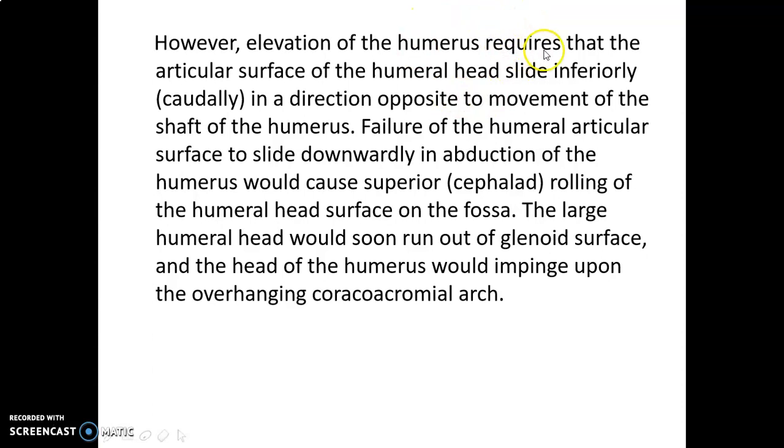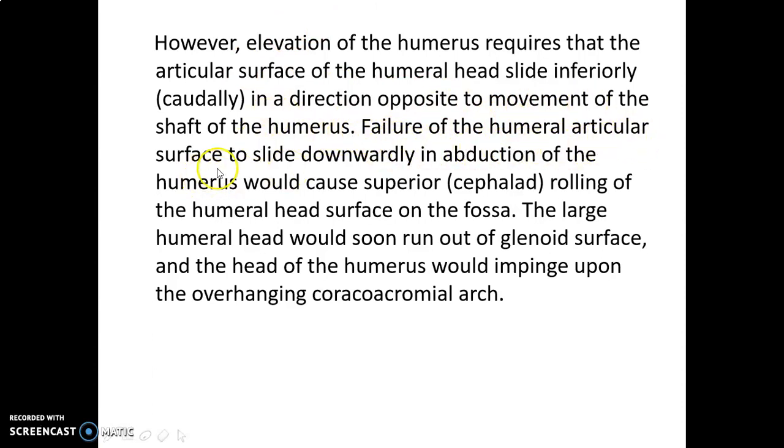However, elevation of the humerus requires that the articular surface of the humeral head slide inferiorly, that means downward, otherwise called caudally. When there is an elevation of the distal end of the humerus over the scapula, the humeral head has to slide inferiorly, the opposite direction of the osteokinematic movement. The arthrokinematic movement will be inferior sliding with respect to the osteokinematic abduction of the distal end of the humerus, in a direction opposite to the movement of the shaft of the humerus.